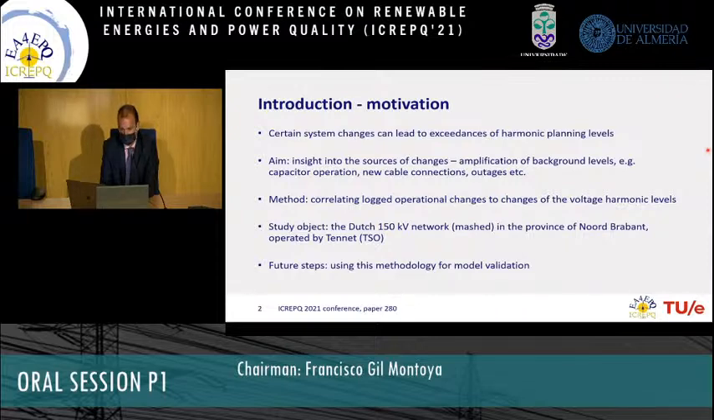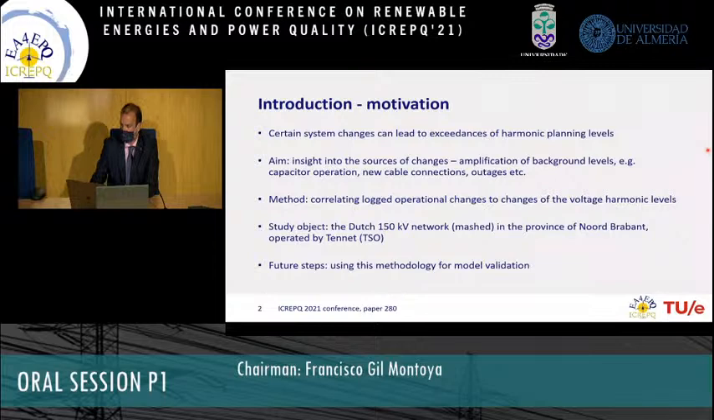Most of these changes in harmonic levels arise from, for example, capacitor energization or de-energization, then swapping some of the overhead lines for cable connections. That is something that's becoming more and more popular in recent times and is also going to happen more and more in the future. Then also outages of certain overhead lines, either planned or unplanned. They are also a source of short circuit level reductions, as well as some generation shifts to renewable energy sources.